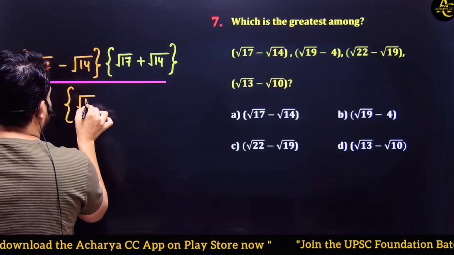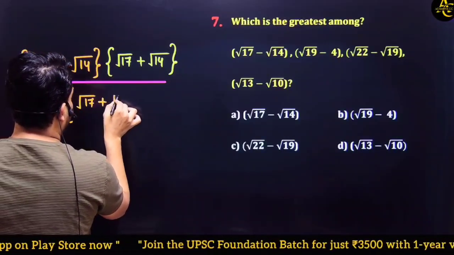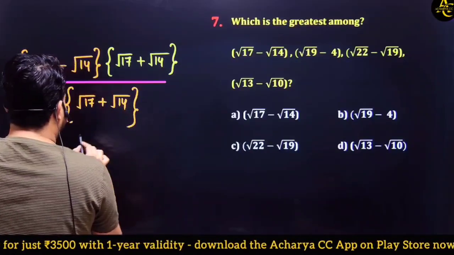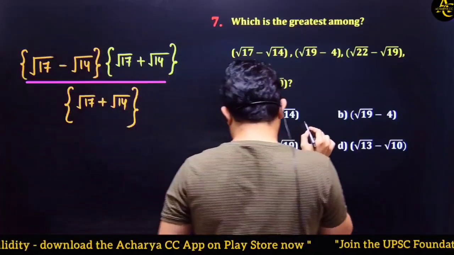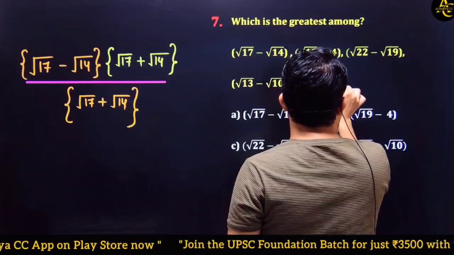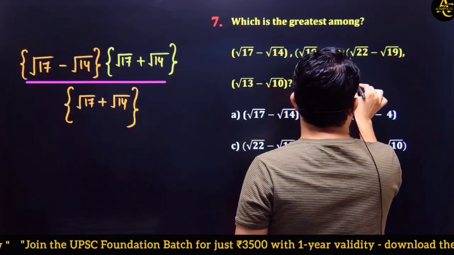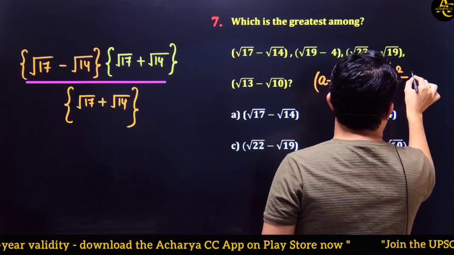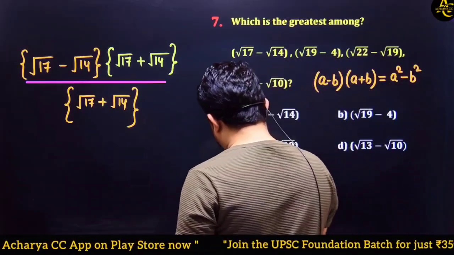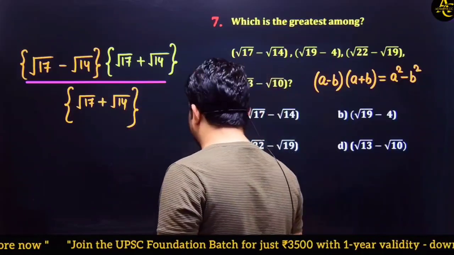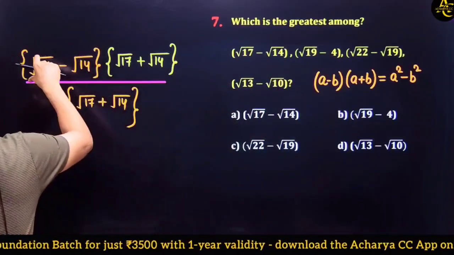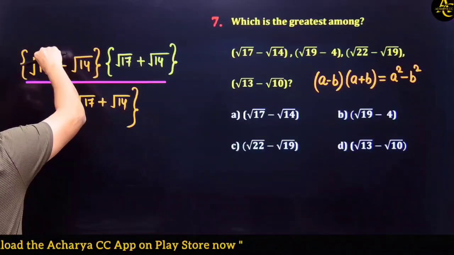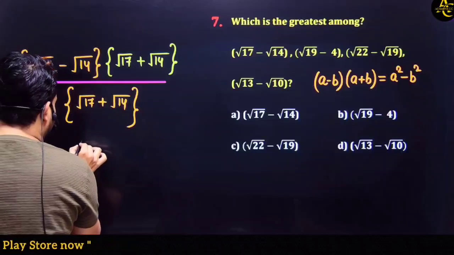Root 17 plus root 14. All of you are aware that (a minus b)(a plus b) is nothing but a squared minus b squared, a class ninth standard identity, or class 7th standard identity. Root 17 minus root 14, a minus b, times a plus b means a squared minus b squared. Root 17 squared is 17, minus 14, so we get 3 here.